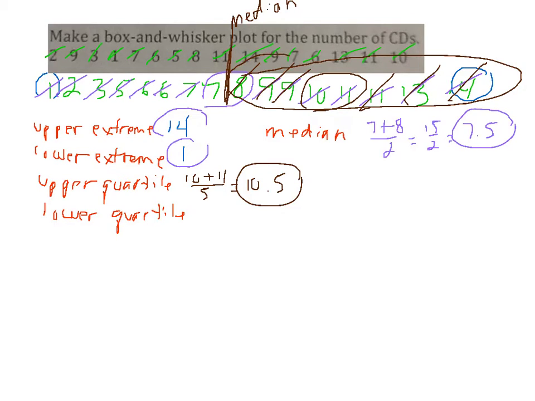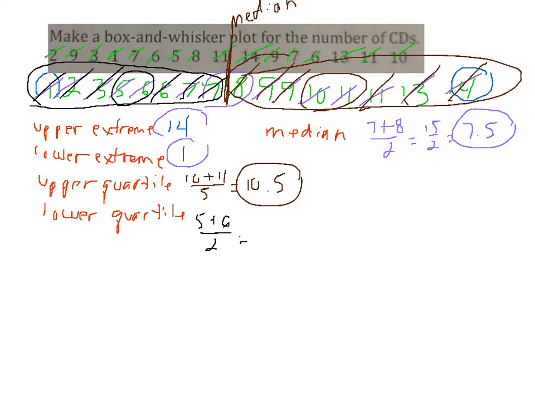Now for the lower quartile, that's the median of the bottom half of the data. So I'm focusing on this stuff here circled in black. I'm going to find the median of that. So I'm going to cross off the lowest, the highest, next lowest, next highest, next lowest, next highest, and it falls in between 5 and 6. So to find that, I'm going to do 5 plus 6, divide that by 2, and we're going to find out that that's going to be 5.5.